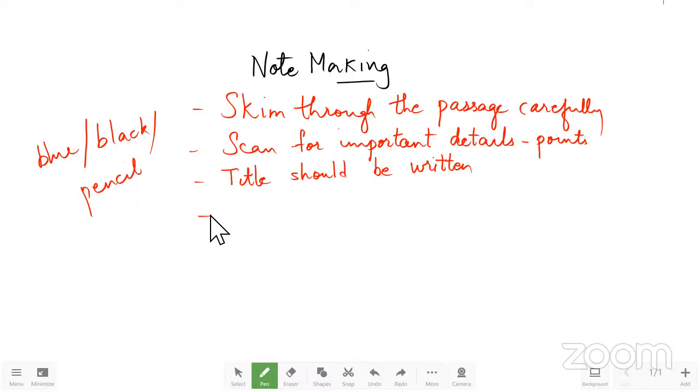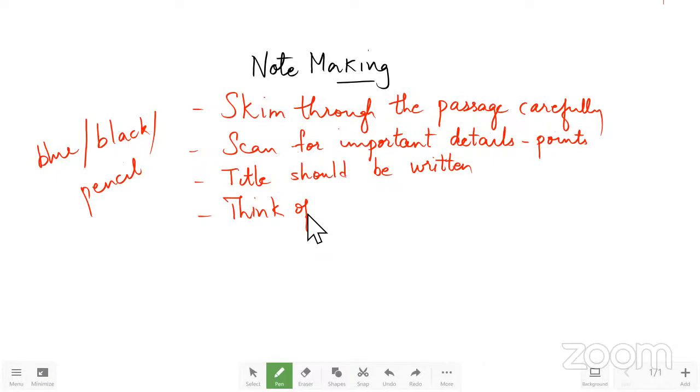Next is to think of a diagram. I'm talking to the better students who want to get good marks. Try to come up with some innovative ideas. You can have a table, a tree diagram, a flow chart, a bar graph if needed, but mostly you can have brainstorming or web design, anything. Come up with a nice diagram and present it.